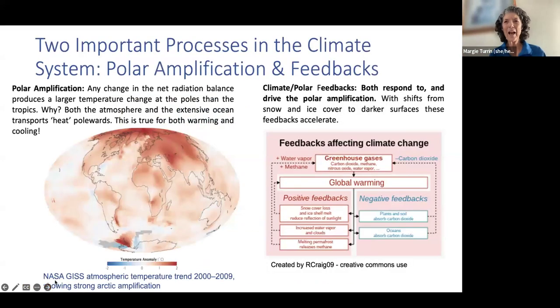And then one other thing that I think is really important to hit heavily before we start is the fact that there are polar amplifications going on. They are feeling the changes much more rapidly, and they're driving the changes because of that polar amplification. Because the atmosphere and the oceans, everything's transported to both poles, they're really being hit. But this works for cooling and warming.